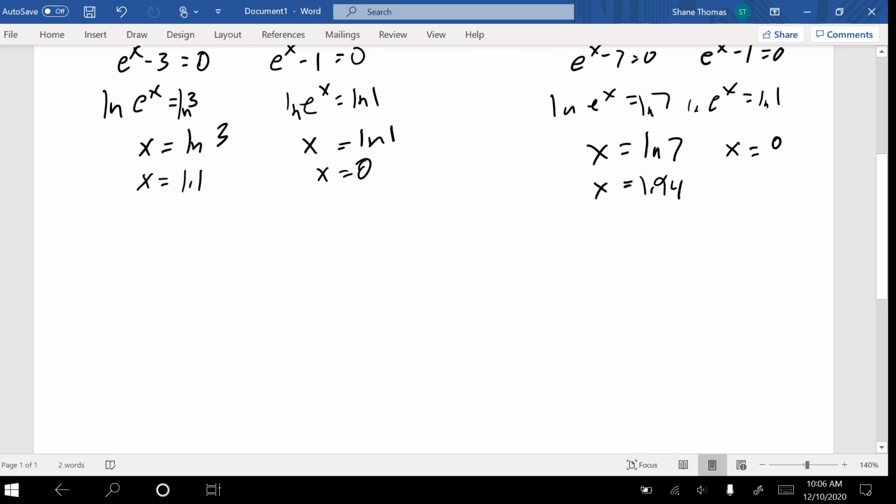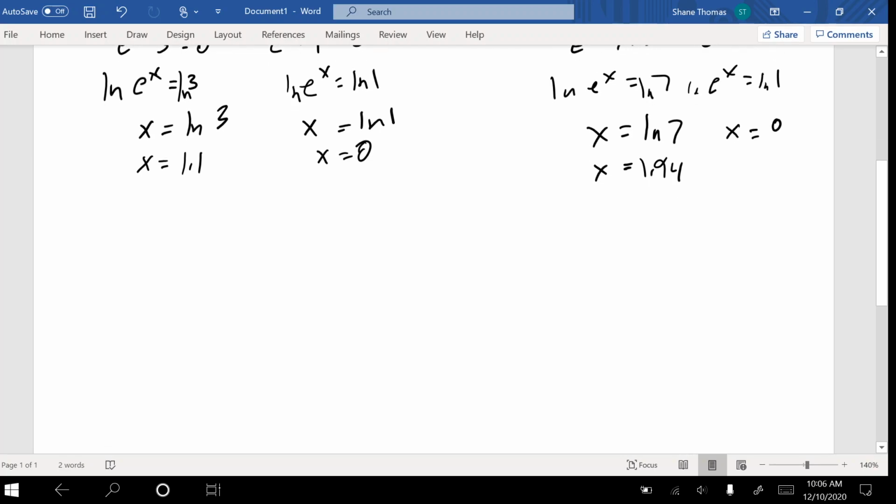So let's move on to another type. Next one, we're going to solve by rewrites. As you can see, we don't have a whole lot of notes today. It's more so just for examples.